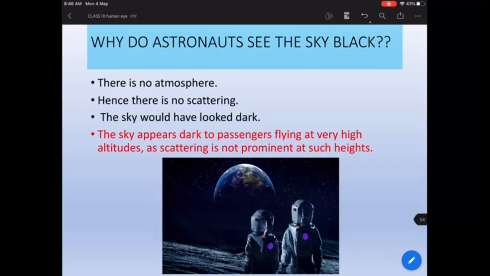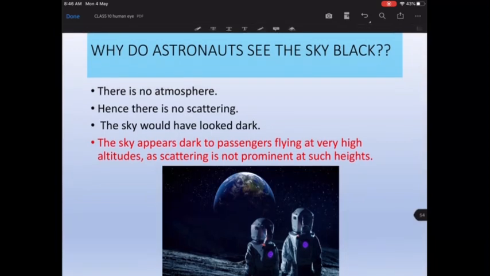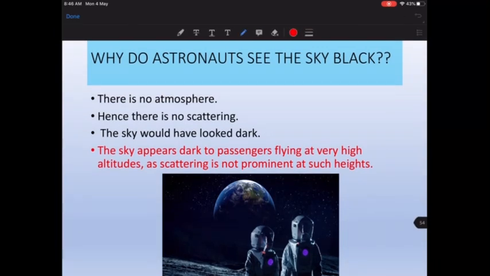Next is why do astronauts see the sky black? What could be the reason? Now, after understanding the atmospheric refraction, you should be able to answer this question. Because there is no atmosphere. There are no particles to scatter the light. The scattering won't take place. So first, there is no atmosphere, hence there is no scattering. There has to be some particles strong enough to scatter the light, but there are no particles in the higher atmosphere, in the space. That's why the sky will look absolutely dark.